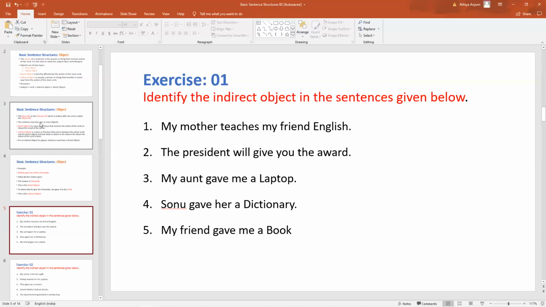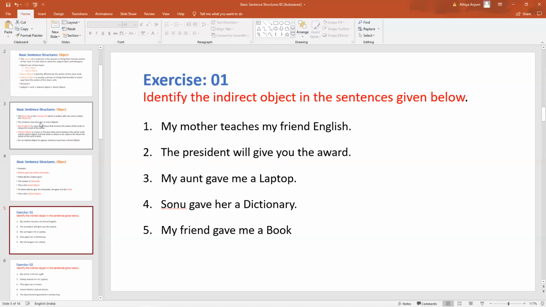So the next one also, my aunt gave me a laptop. All right. So same way, question first with the help of the verb to get the direct object. Then you can easily identify the indirect object. Is it clear? The next one, Sonu gave her a dictionary. Right. So here also same thing, which will become your direct object and which is the indirect object. First try to find out by questioning the important word there. She gave her, she gave a dictionary. So identify which will be your direct object, which will be your indirect object.